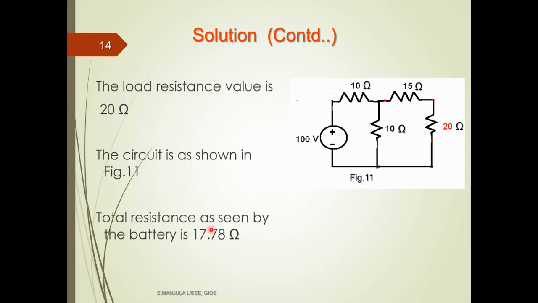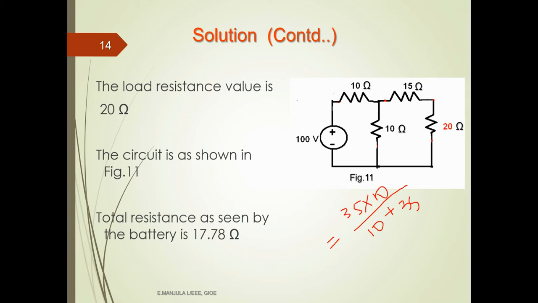The circuit is shown in the figure. Now we need the total resistance as seen by the battery. From the battery, these two are in series: 15 plus 20 is 35. Now 35 is in parallel with 10, so 35 into 10 divided by 10 plus 35. The value you get will be in series with the 10 ohms.